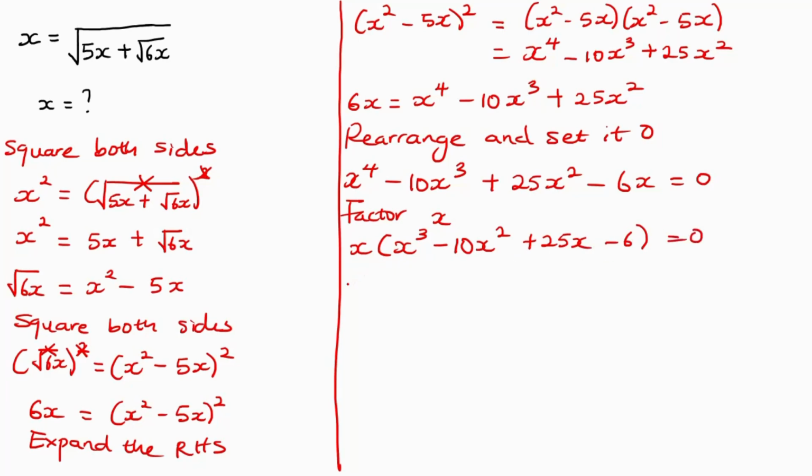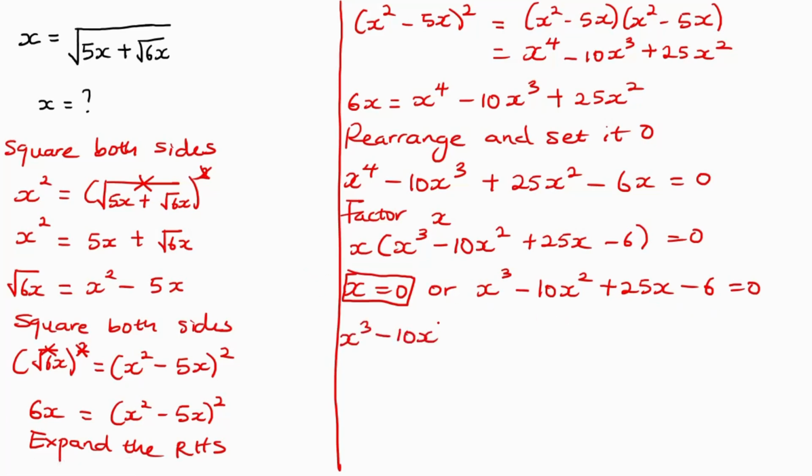So from this, we have that x is equal to 0, or x cubed minus 10x squared plus 25x minus 6 is equal to 0. So we have our first value for x, which is x is equal to 0. So let's solve the other part of this equation. We have that x cubed minus 10x squared plus 25x minus 6 is equal to 0.